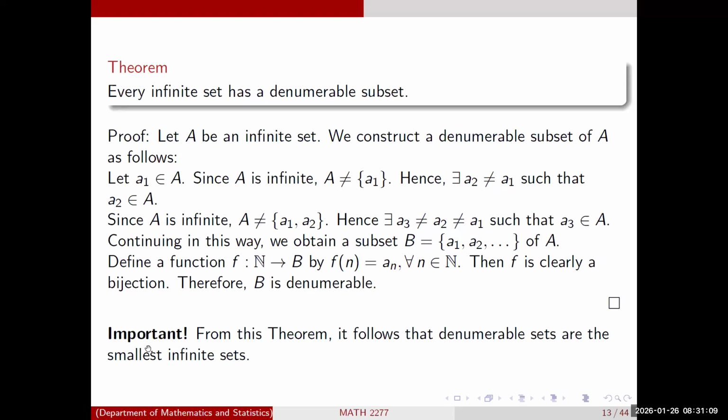A very important consequence of this theorem is that the denumerable sets are the smallest of the infinite sets. What does it mean to be the smallest of all infinite sets? It means if you have any infinite set, inside all of them is a set of this size, the denumerable set. So they are the smallest of the infinities.